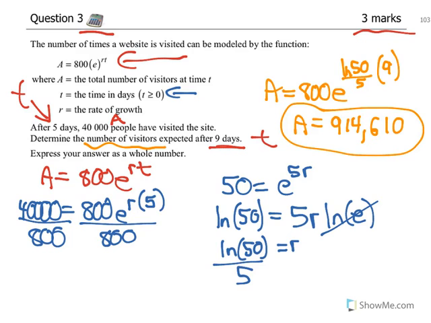Now let's just quickly analyze the answer. That's a really big number compared to the 40,000 after only 5 days, but that's a great example of exponential growth, right? They're starting at 800 after 5 days to get to 40,000. After another 4 days, it's all the way up to almost 1 million page visits. And again, that's how exponential growth works. It's not linear.